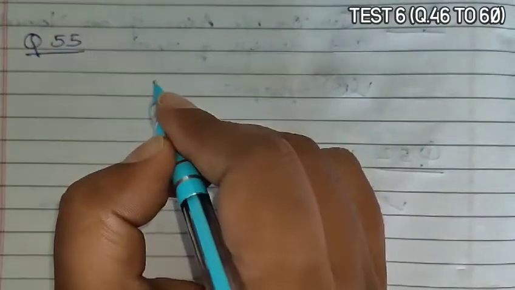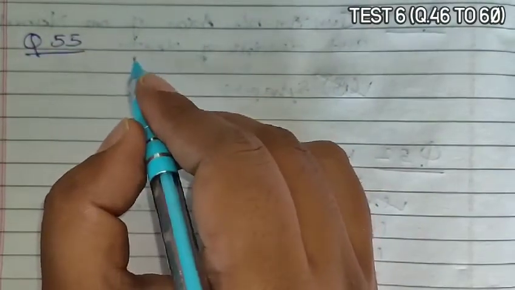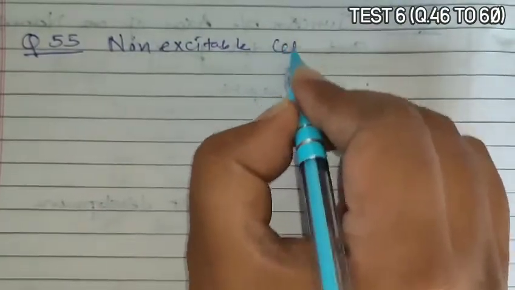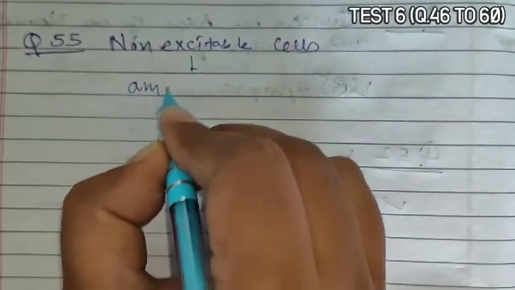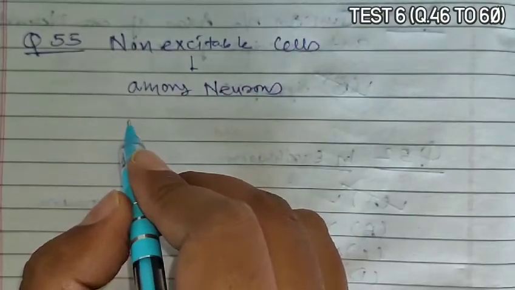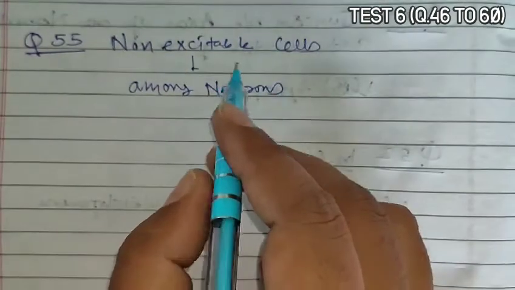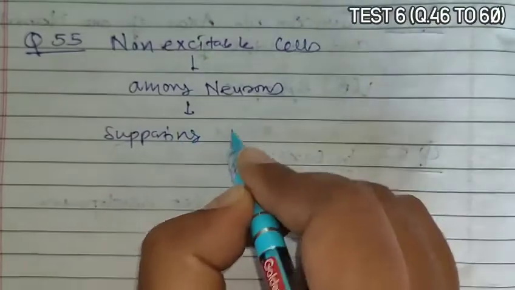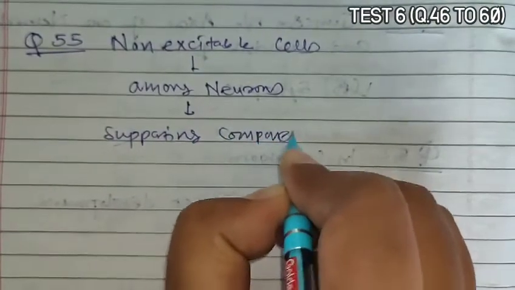Next is question 55. Question 55 asks that non-excitable cells found among neurons are called. So non-excitable cells in the nervous tissue are the supporting component of nervous tissue.